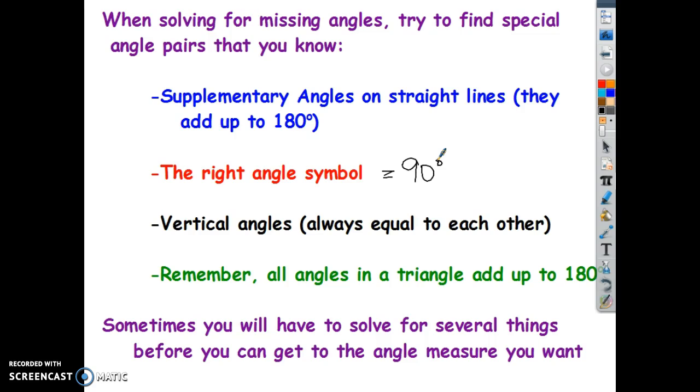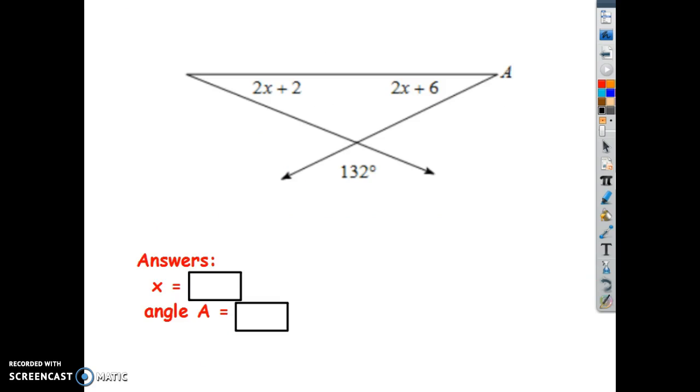Vertical angles are always equal to each other. All angles in a triangle add up to 180 degrees. Sometimes you'll have to solve for several things before we can actually get the angle measure we want. So let's try this out. Right here, I want to solve for angle A.